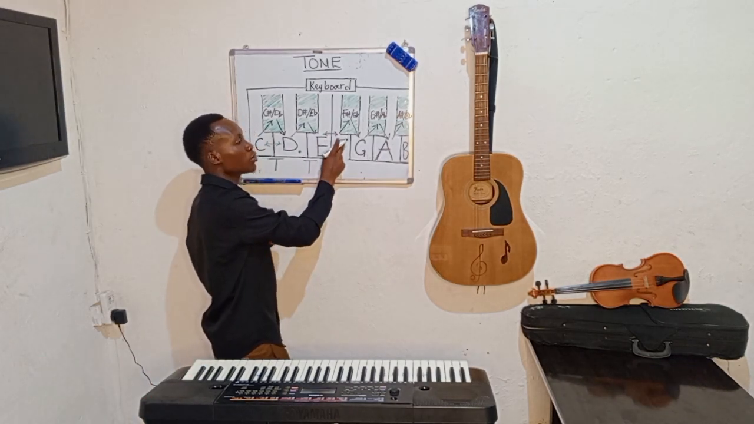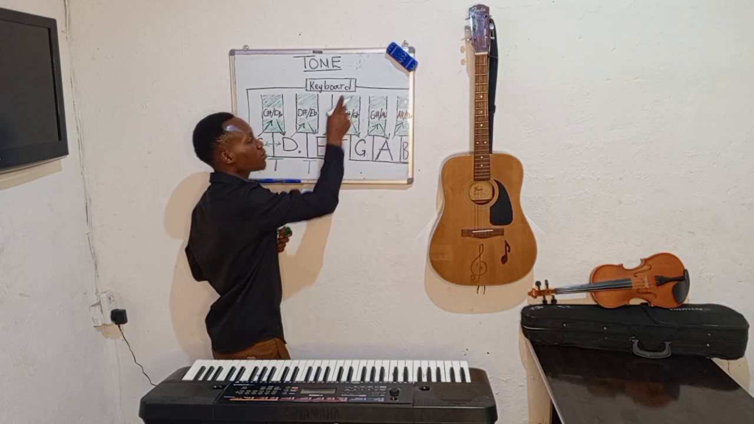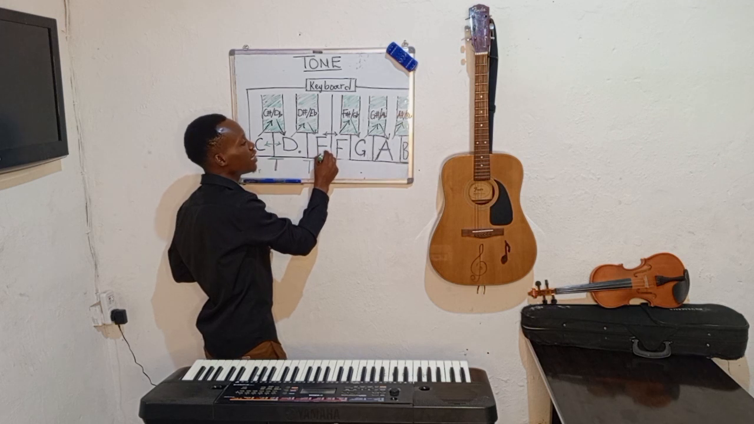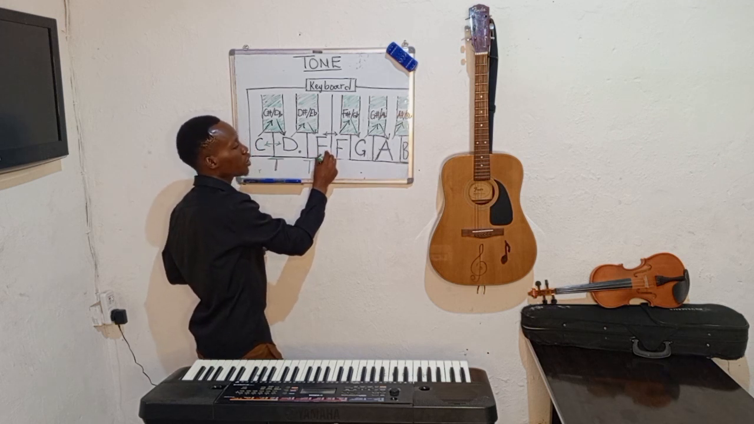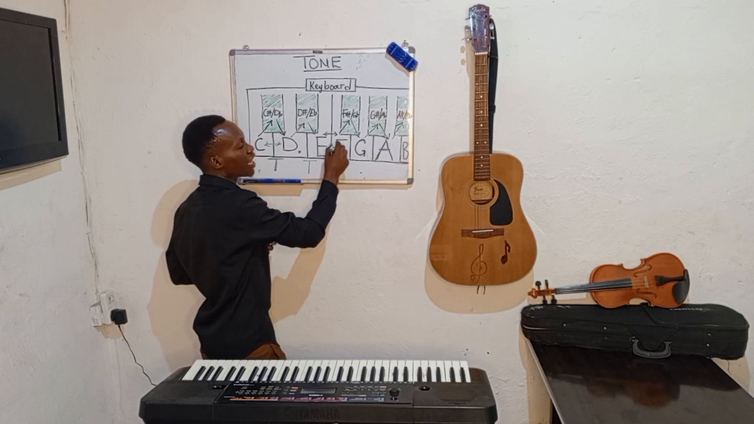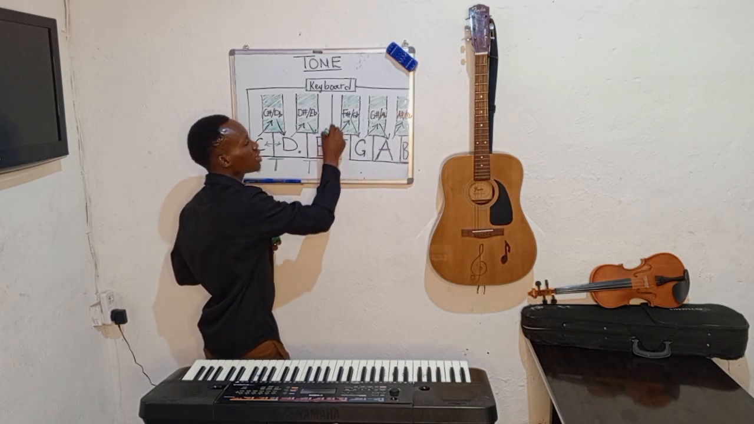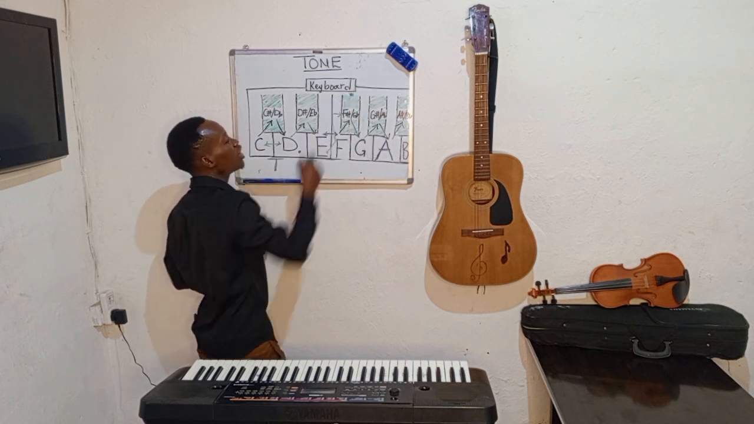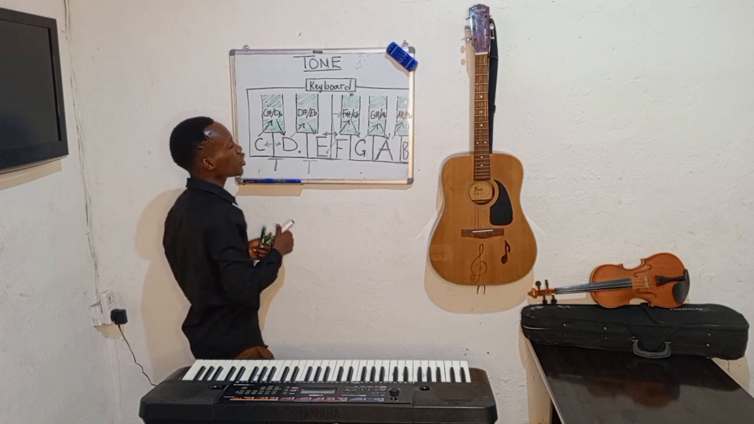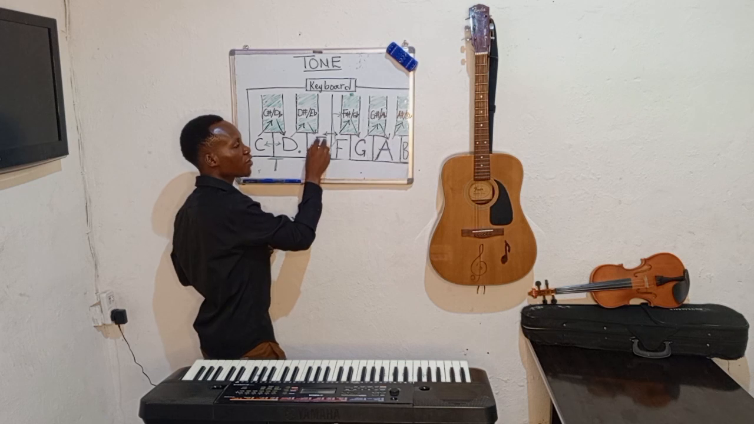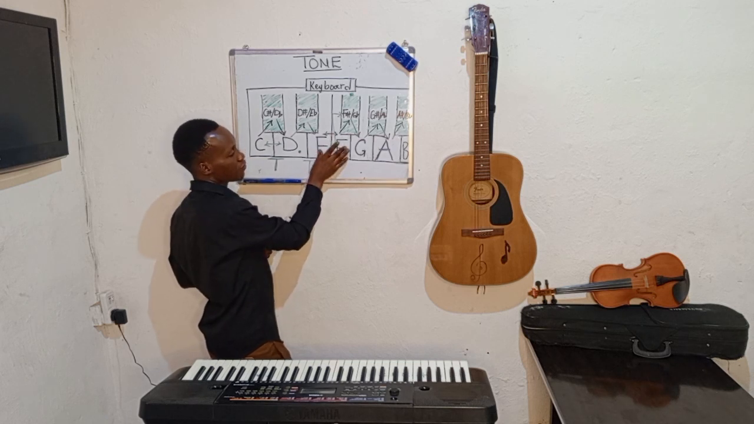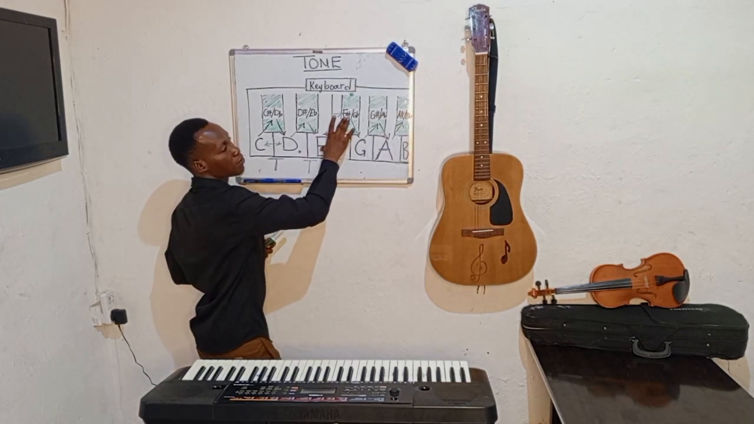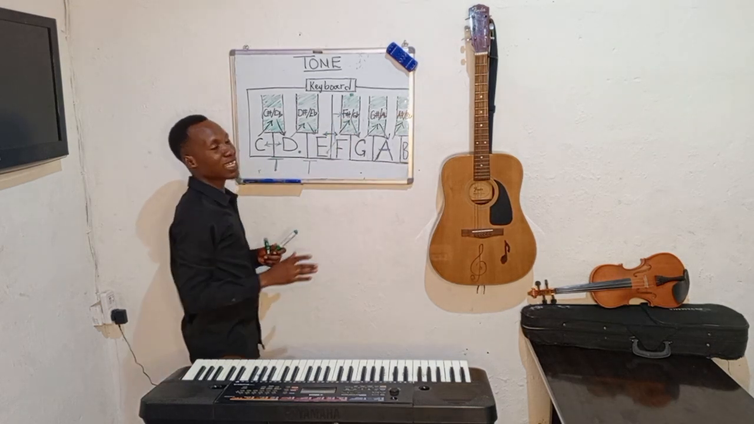So E and F is one semitone. From F to F sharp is another semitone. So if we are to make a tone from this E, we will not stop at F, we have to go from F straight to F sharp. So this black key is going to be a tone. If you are on E and you want to play a tone, you will not play F because E and F is a semitone. So you have to play E and F sharp, and that is a tone.